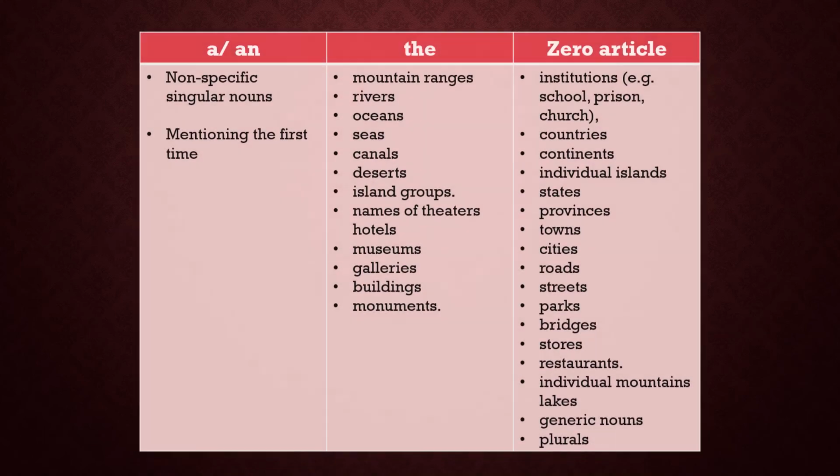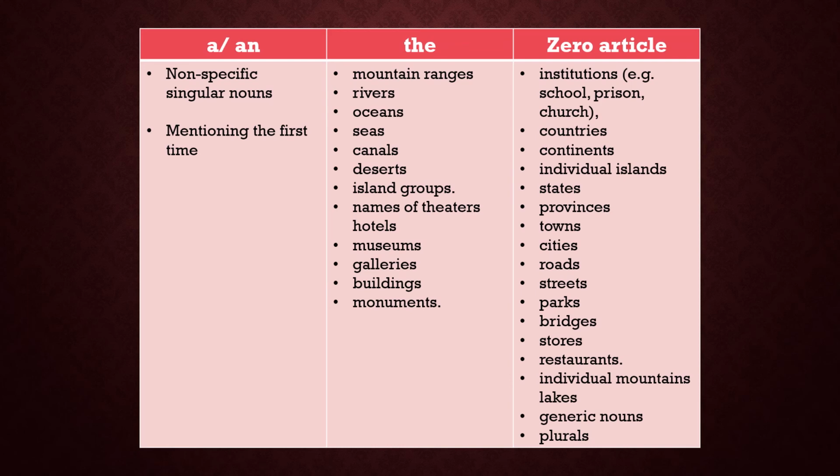To summarize, it's good to have this chart on hand. Here we have that a or an is used with non-specific singular nouns mentioned for the first time. For the, we have the list of things we mentioned before that are said with the. And with zero article as well, we have this list. So maybe with this image on hand, it is going to be easier to understand how it works. Well, with this summary that we made about the different articles, it's time to practice with some exercises.